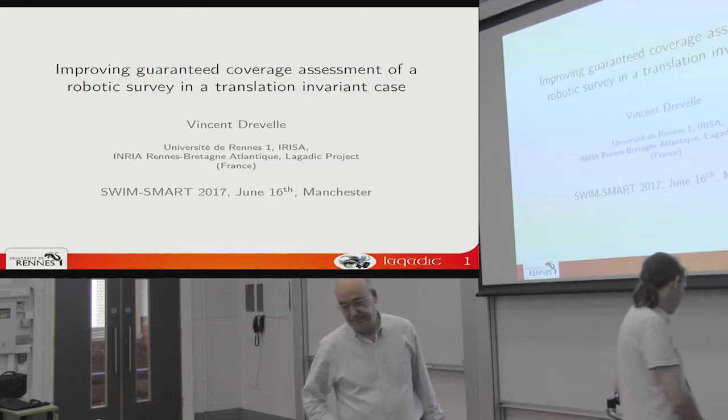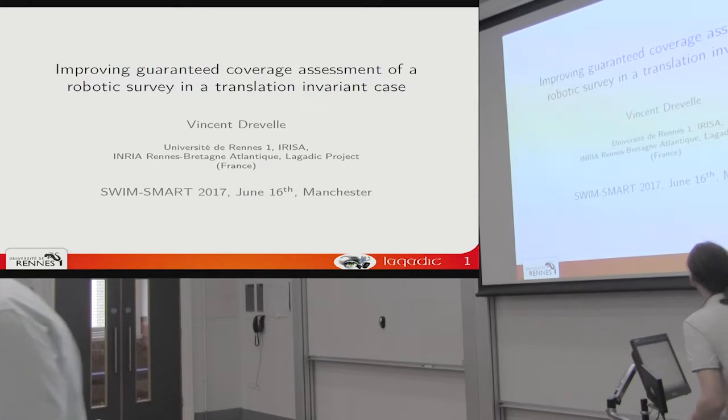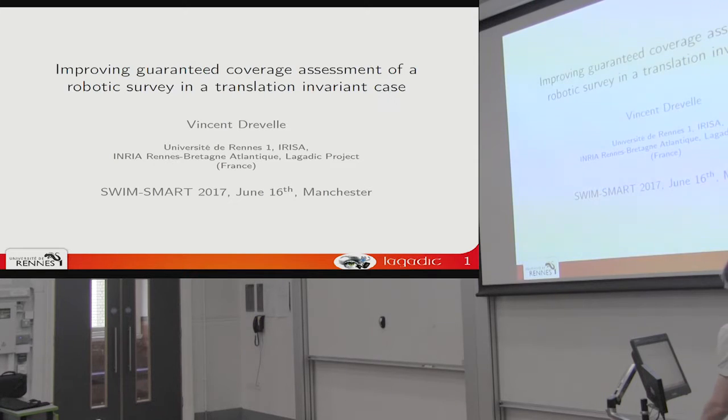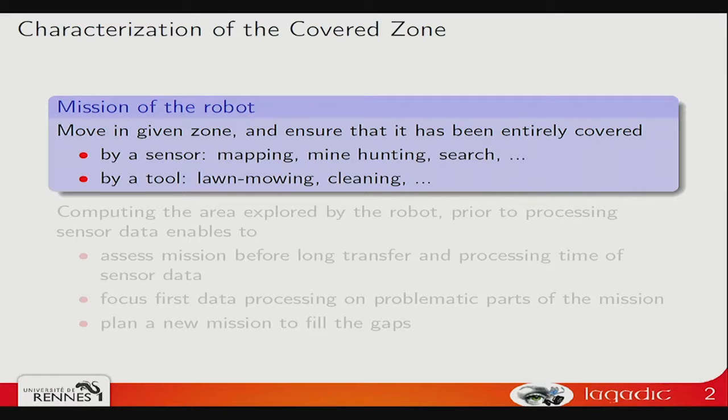Thank you. I'm talking about assessing the coverage mission by a robot using interval analysis. So what are we talking about? Basically, we have a robot that moves in a given area and is equipped with a sensor or a tool. What we want to do is ensure that the given area has been totally covered by the tool or the sensor.